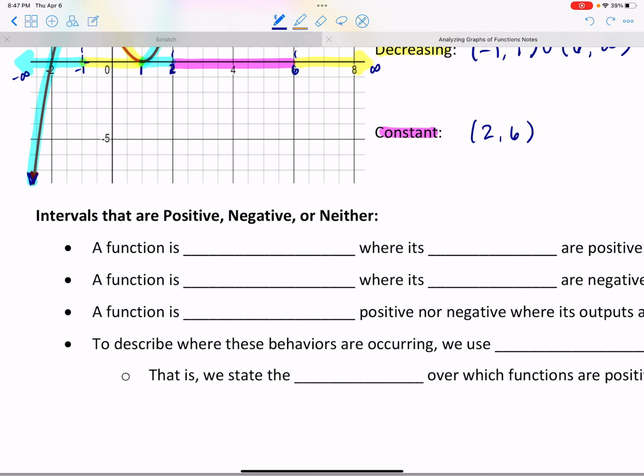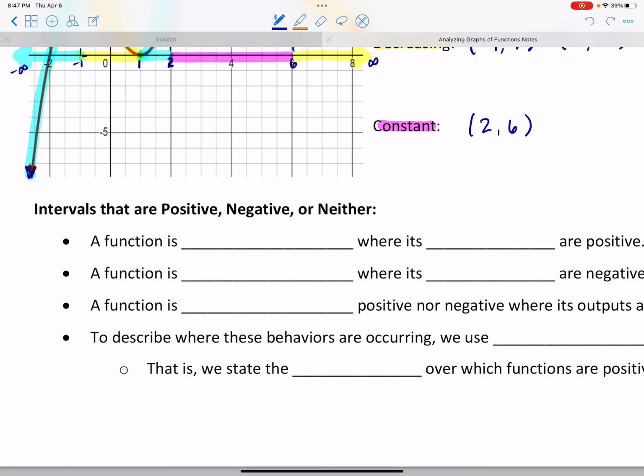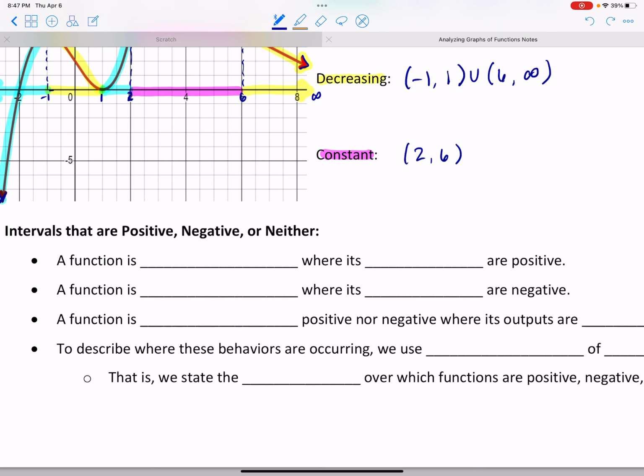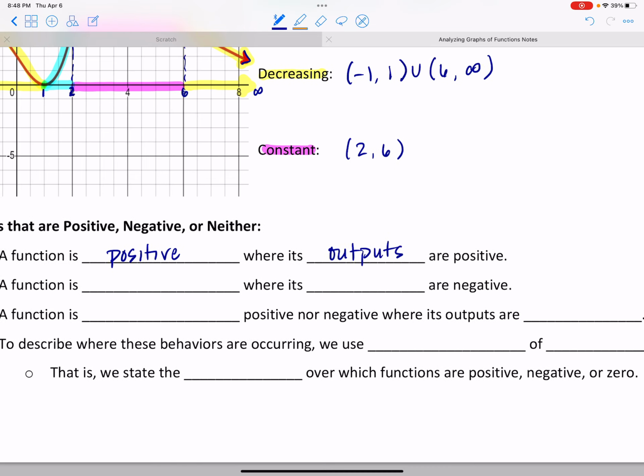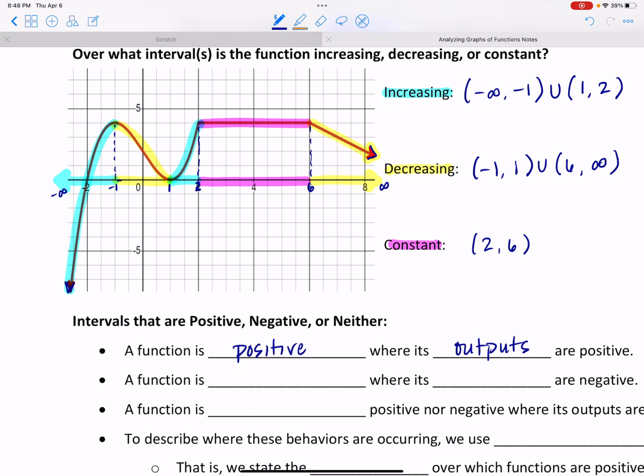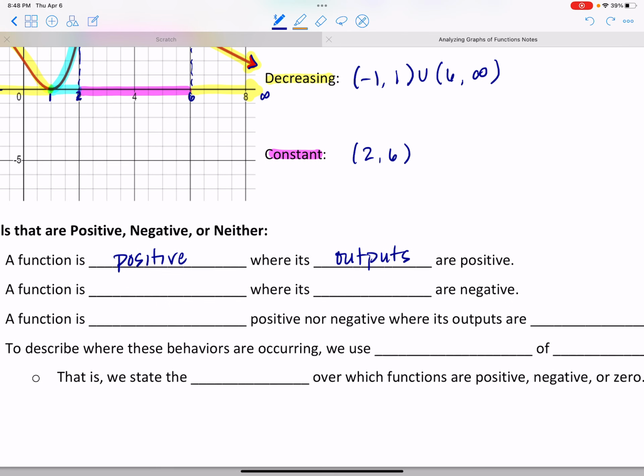Next, we're going to talk about intervals that are either positive, negative, or neither. And again, this is based on y values. So we say that a function is positive if its outputs are positive. So a function is positive where its outputs are positive. Well, where do we have positive outputs? Positive outputs, those are positive y values going to be above the x-axis. So a function is positive where its outputs are positive, which means it is where it is above the x-axis.